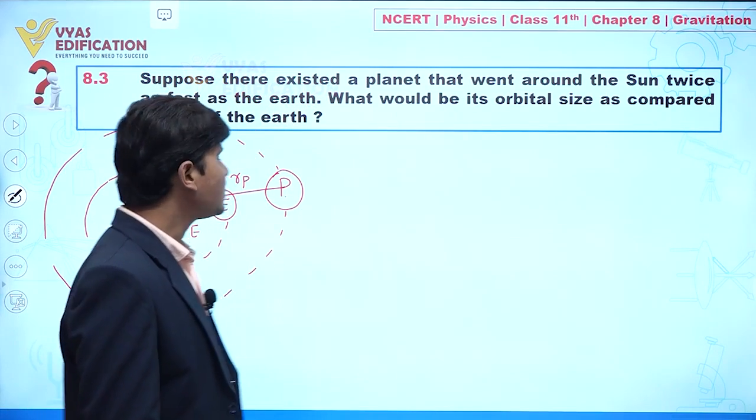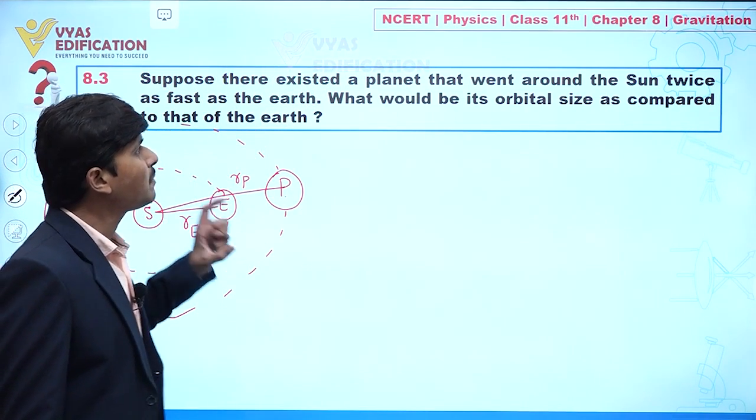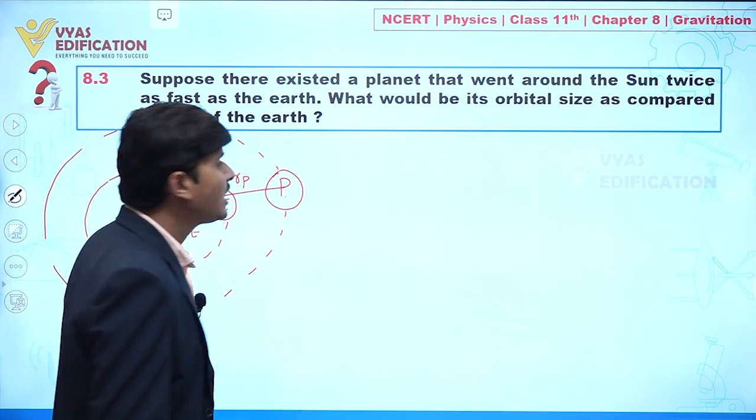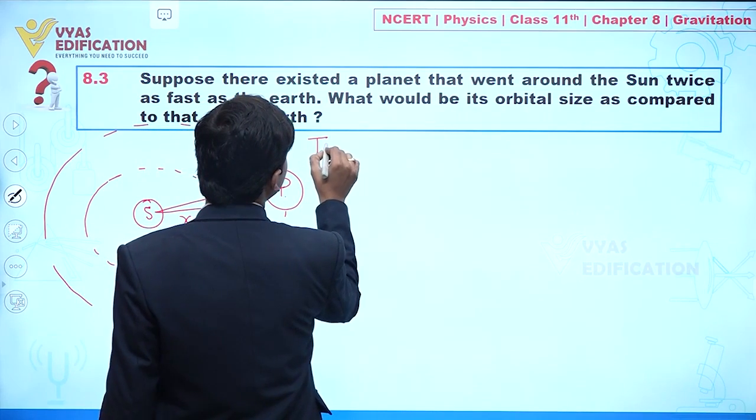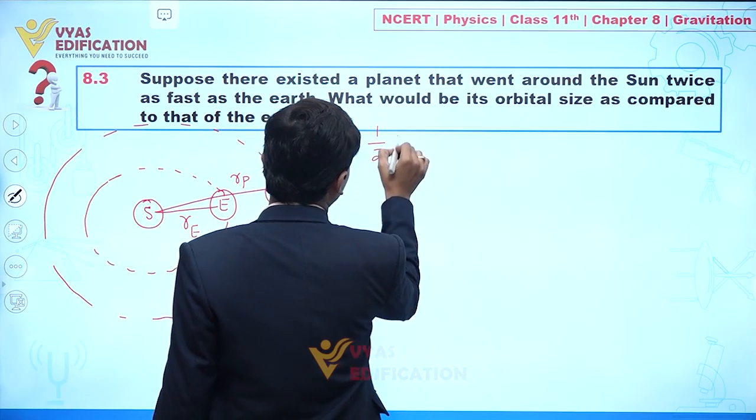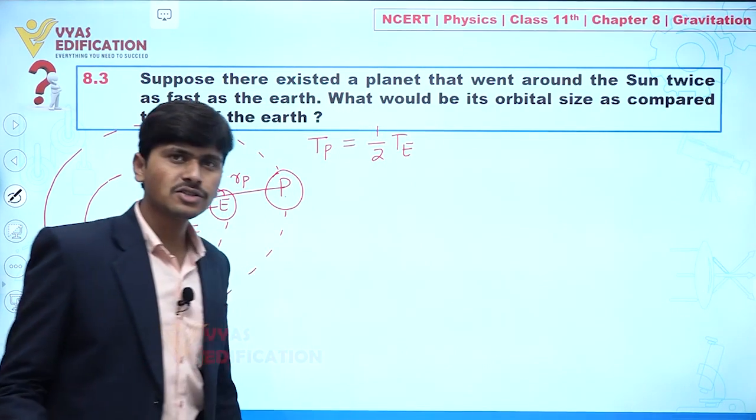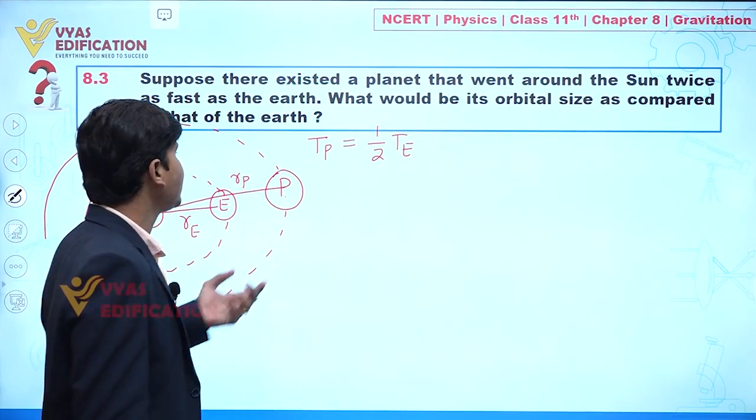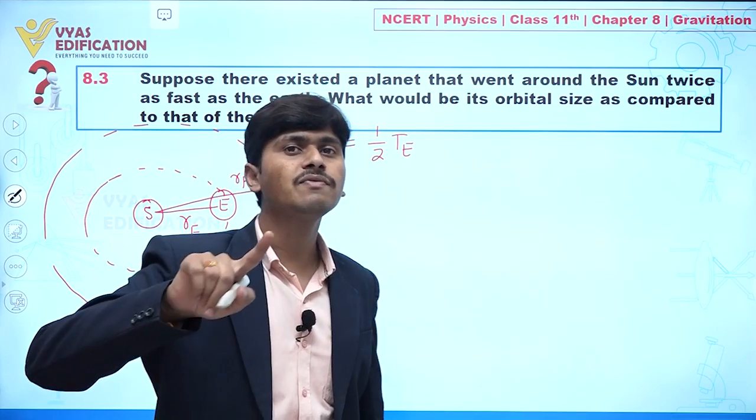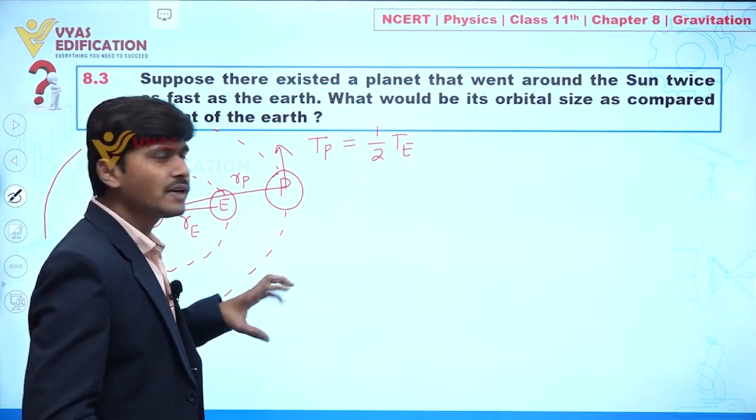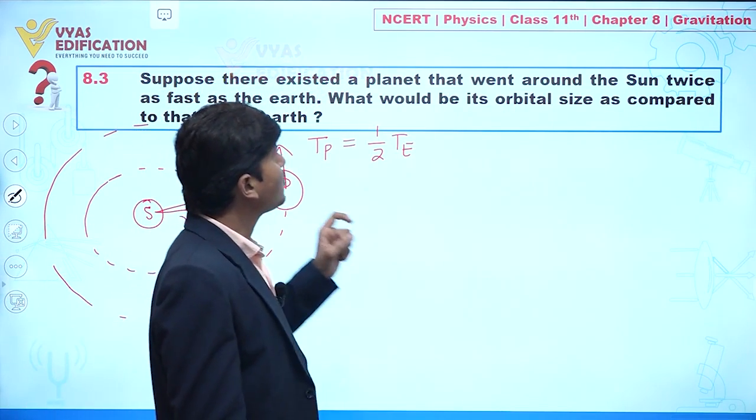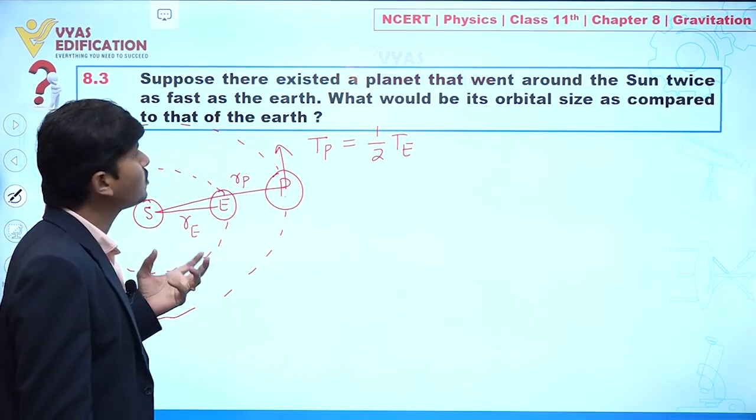Now in this question it is given that there exists a planet that went around the sun twice as fast as the earth. It means the time taken by that planet to complete one revolution is half of the time taken by the earth. Yes or no? Because this planet is revolving around the sun twice as fast as the earth, we can write the time period relation like this. Now our objective in this question is: what would be the orbital size as compared to that of the earth?